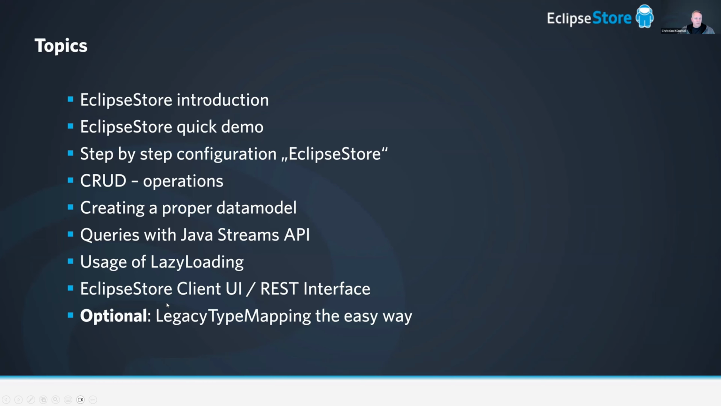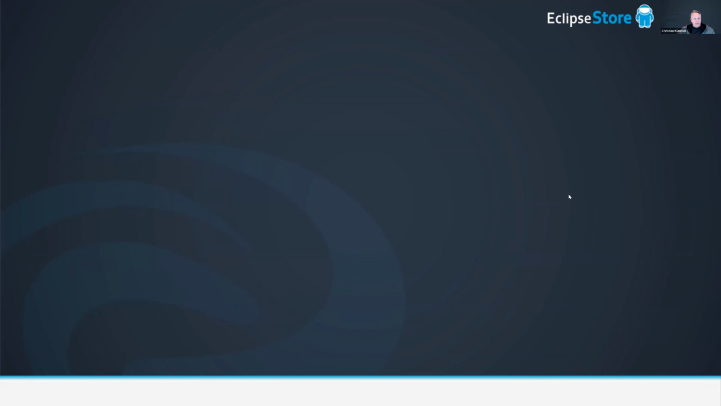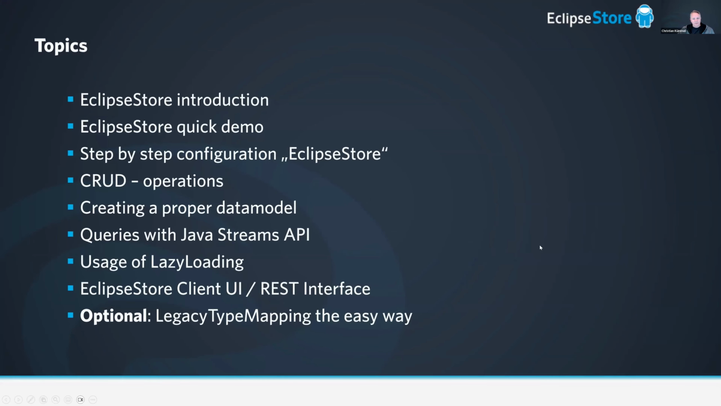And optionally, if we have enough time, if there are not that many questions from your side, at the end we could talk about the legacy type mapping. And only the easy way of legacy type mapping. It's a huge topic, and mostly legacy type mapping is part of the advanced 1 or 2 training. But we can do a lightweight step into that topic. As I said, optional. If we still have enough time, we could talk about what happens if the data is changed. So this is legacy type mapping.